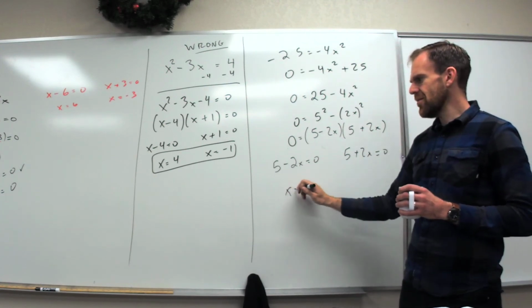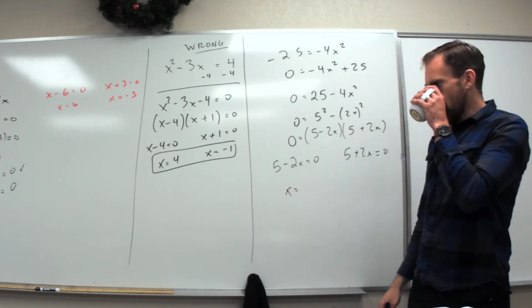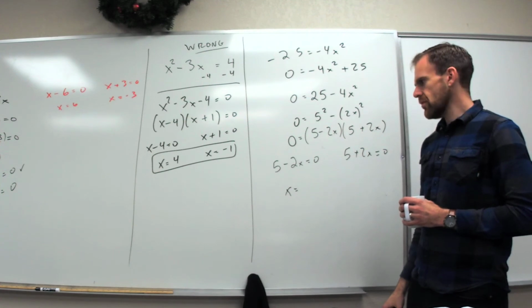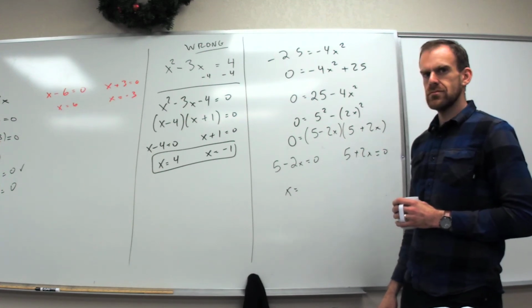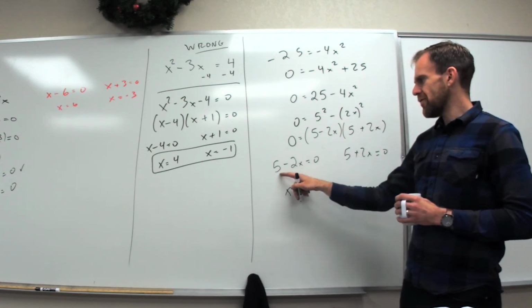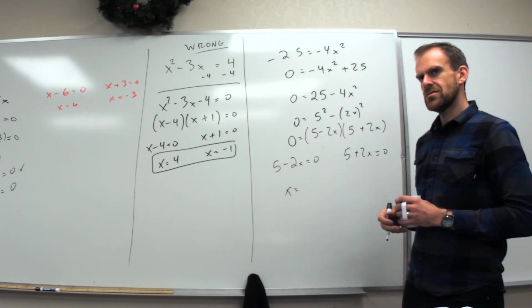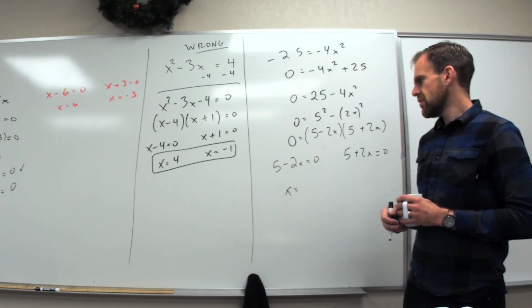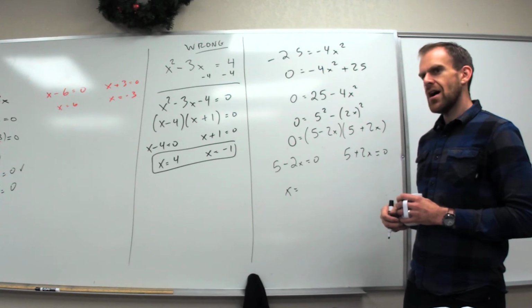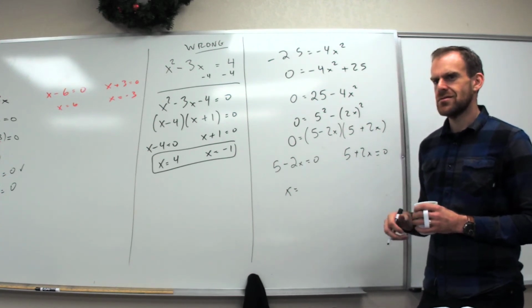What does x equal here? Everybody? 3. So if I plug in 3 here, 5 minus 6 is 0. 2.5. What? Wait, is that one wrong? I don't accept decimals.